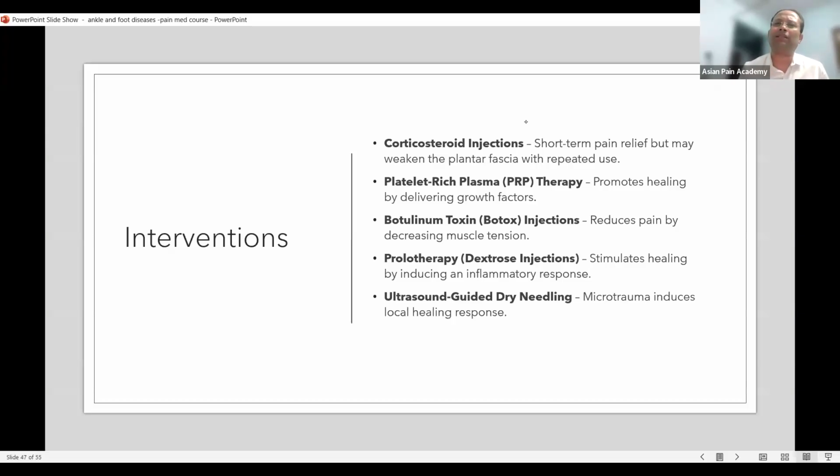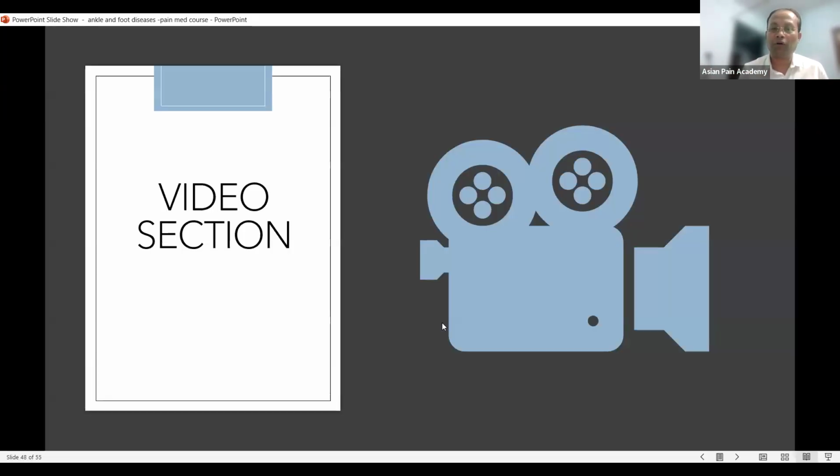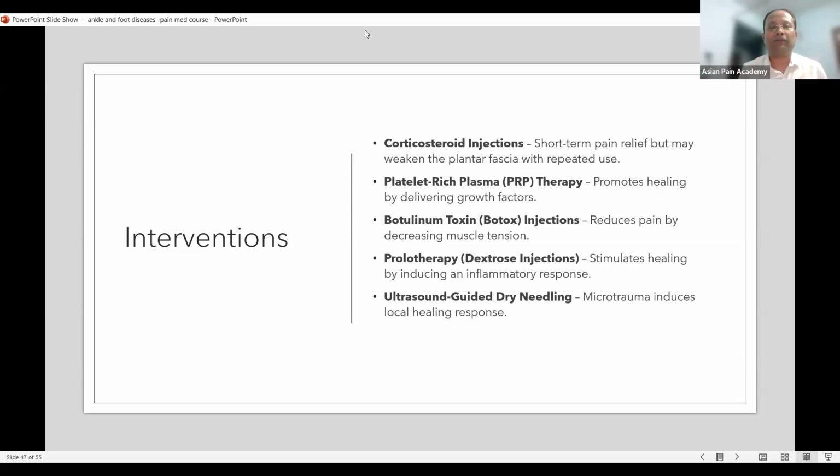Intervention. All these interventions have been tried: corticosteroid injection, PRP injection, botulinum injection, prolotherapy, ultrasound guided dry needling. I will say you go with the presenting symptom. If the patient is presenting with a very acute presentation, then you have to go for the steroid injection. But if it is chronic pain, then go with PRP, mainly PRP injection. Okay, I will show the video later.